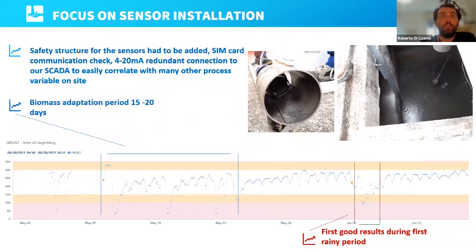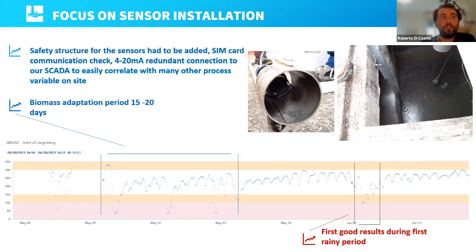Just a focus on the installation. Of course, we had to be careful in building this sort of structure to protect the sensor from the really high velocity of the flow in our channel. We had some basic issues with communication of the SIM card that we solved by changing the operator. And as I told you, we decided to check also the data in our SCADA in order to control also with other variables and correlate with many other process variables that we have on site.